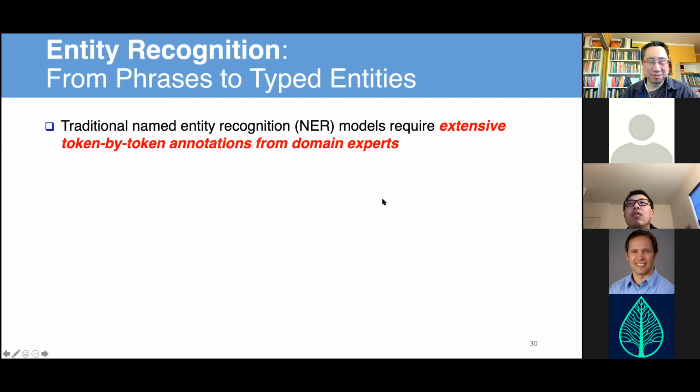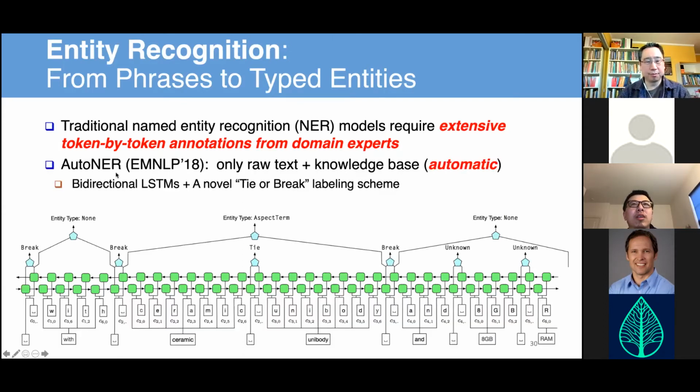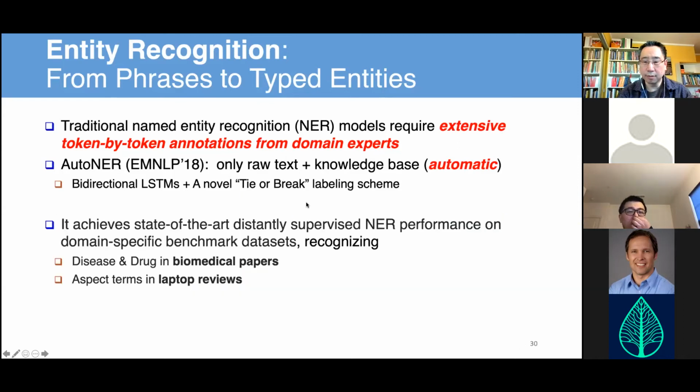Yeah, so that's kind of the idea for the phrase mining. And we can move from the phrase to the typed entity. We have this AutoNER method using the raw text plus knowledge base again to get some entity recognized with the type information there. You can read the paper if you are interested. And I won't go to the details, but I like to briefly give you some understanding here.